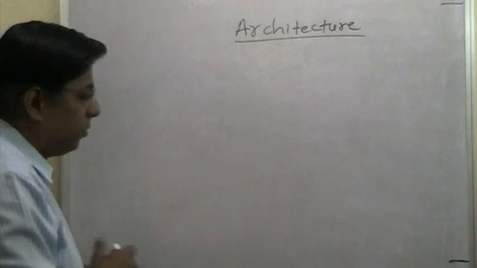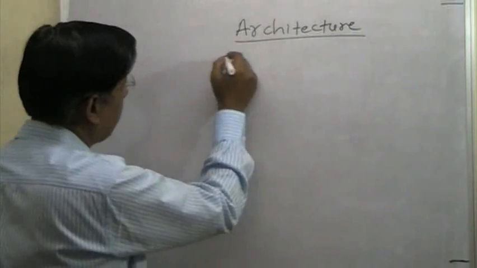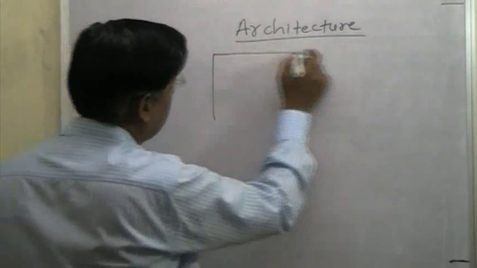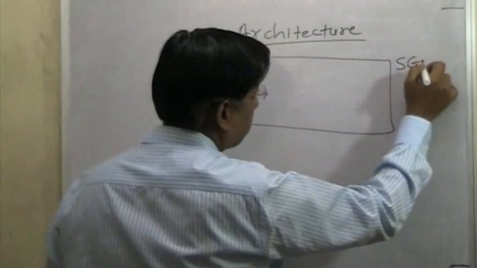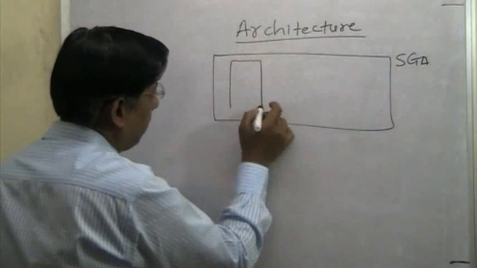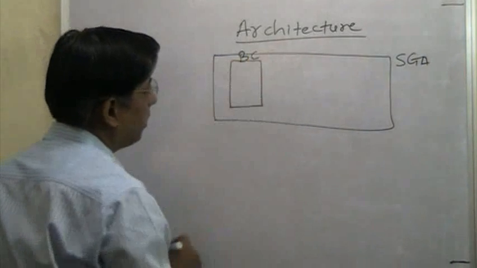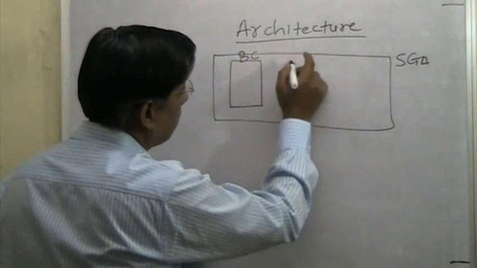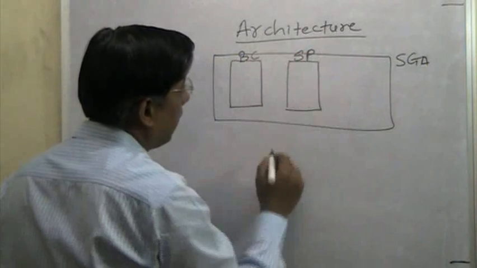So we went through some of the basic things about the architecture yesterday. I will draw my typical diagram that I usually draw. This is the system global area, which is SGA. Inside SGA we have a buffer cache. This is the buffer cache.